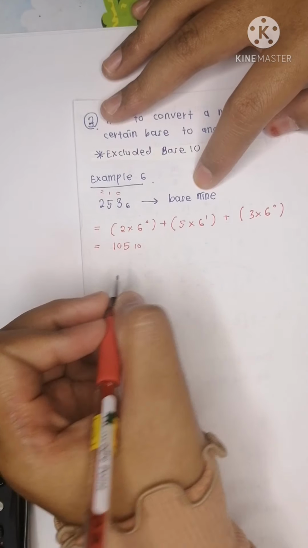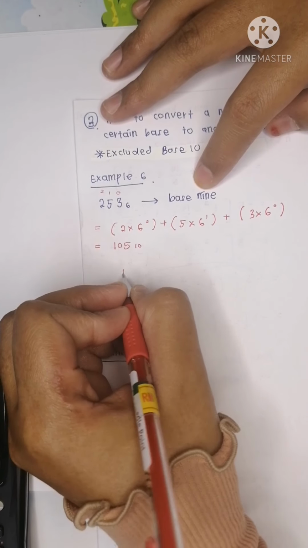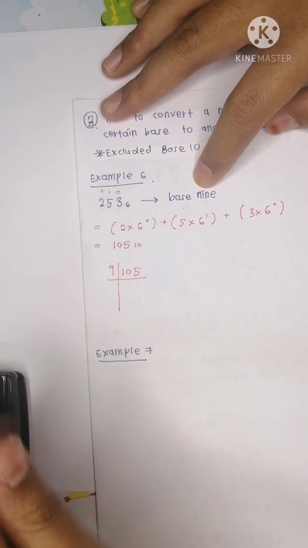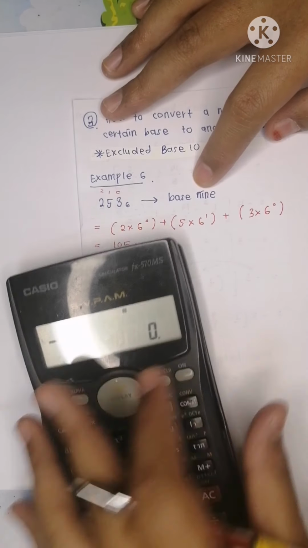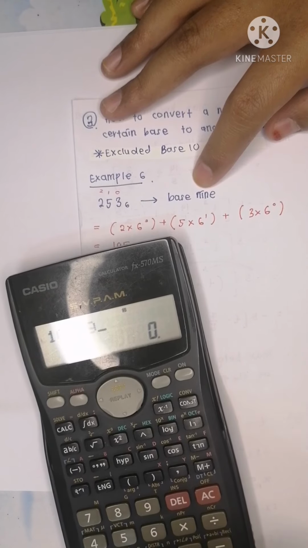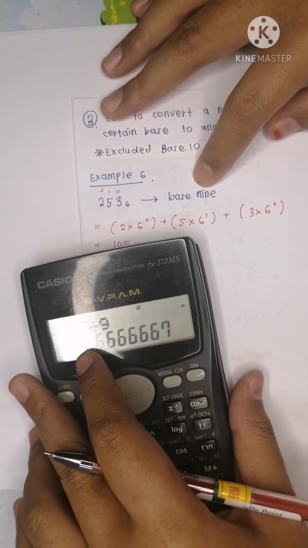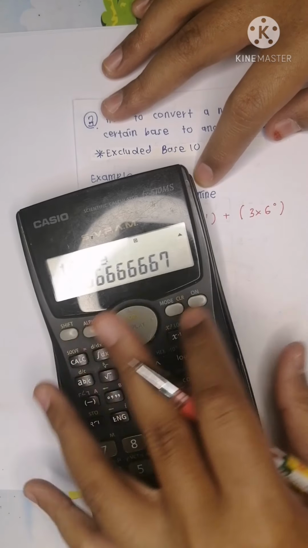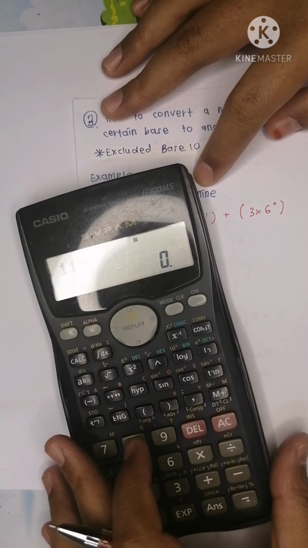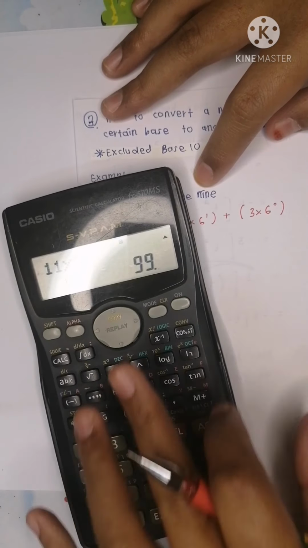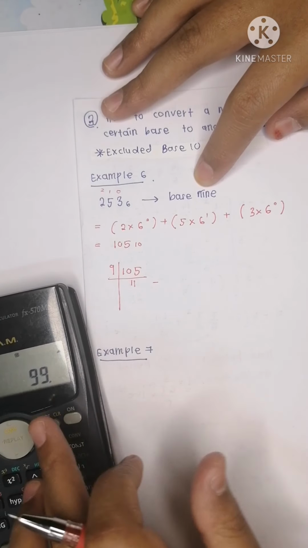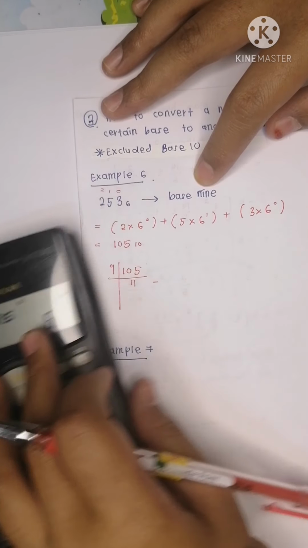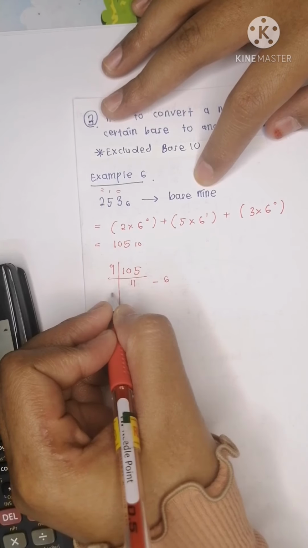Okay, so 105 and then base 9, right? Base 9. Okay, so 105 divided by 9, then your answer will be 11. So 11 here, and then to find the remainder, 11 multiply with 9. Then your answer 99. So 105 minus 99, you got 6. Okay.